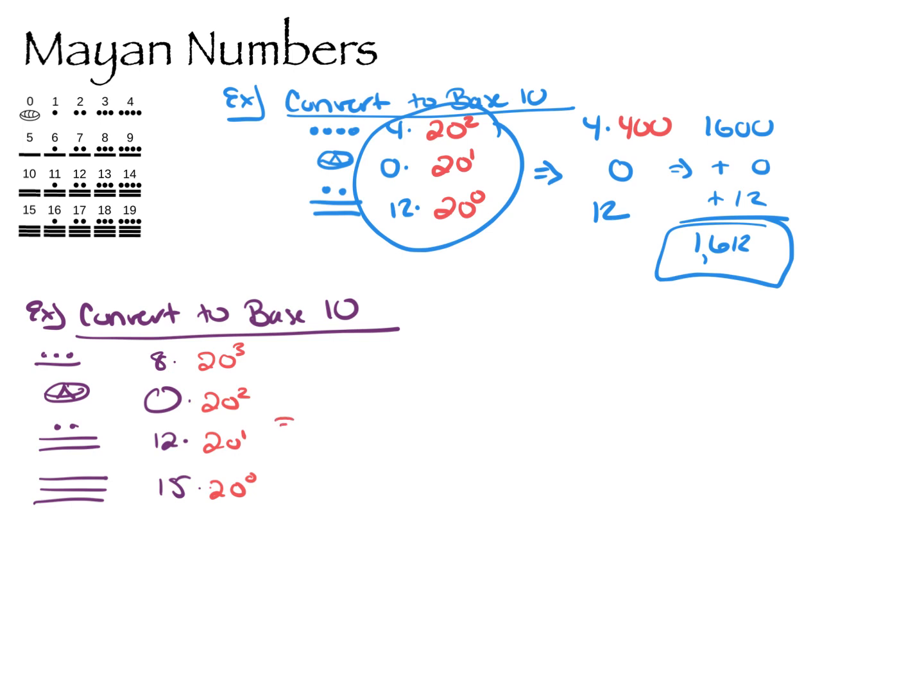Okay, let's convert this. So this would be 15 times 1, 12 times 20, 0, and then this sucker is going to be 8 times 20 to the third. 20 times 20 times 20 is 8,000.